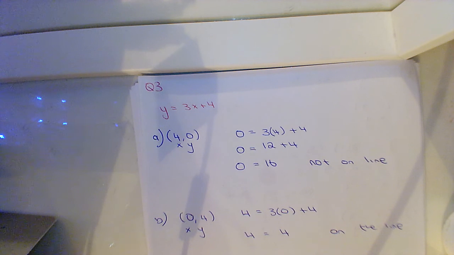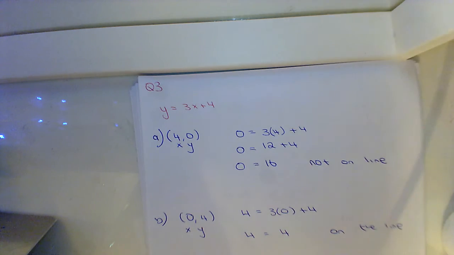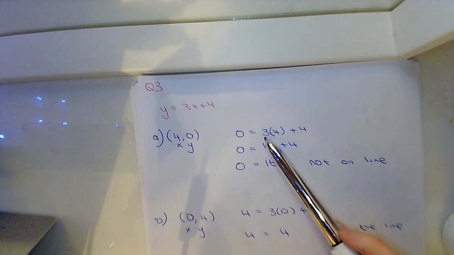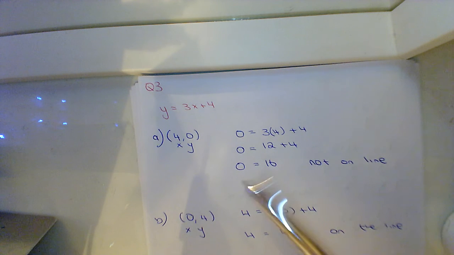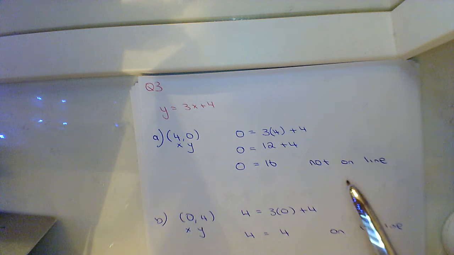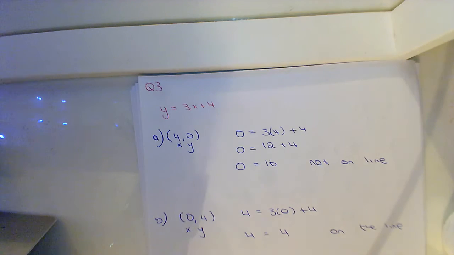Question 3 asks me to find which of the following points lie on the line y is equal to 3x plus 4, and it asks me to justify my answer. So the first point I'm going to go through is 4, 0. So x is 4, y is 0. So I have 0 is equal to 3 bracket 4 plus 4. So I have 0 is equal to 12 plus 4. 0 is equal to 16. 0 is not equal to 16, so that's not on the line.